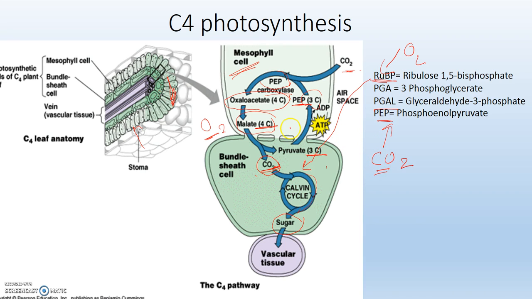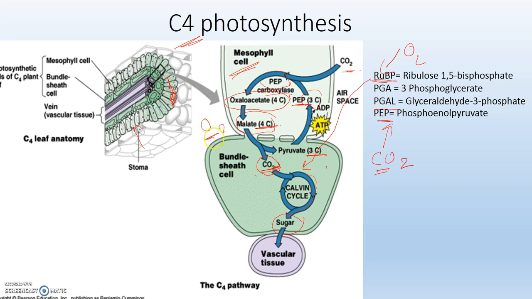So I repeat, here, C4 plants are different from C3 plants because, first of all, the anatomy is totally different. The mesophyll cells form a ring around the bundle sheath. In the mesophyll cells, carbon dioxide is picked up by a 3-carbon molecule, phosphoenol pyruvate, to form a 4-carbon compound, which is oxaloacetate. Because it's a 4-carbon first product, that's why we call it C4 photosynthesis. The C4 oxaloacetate is converted into malate, which is also a C4 compound. That means there are 4 carbon atoms in the molecule.